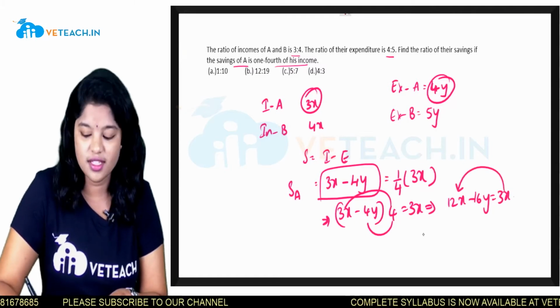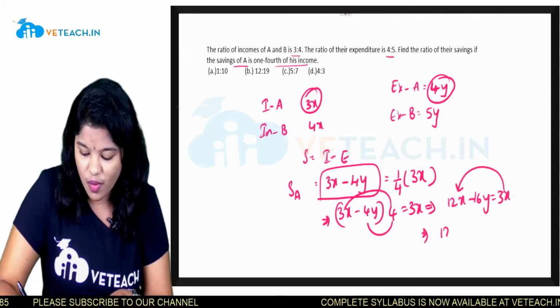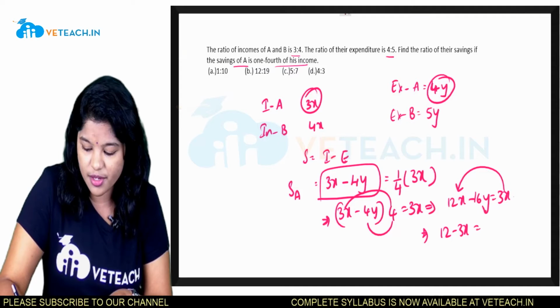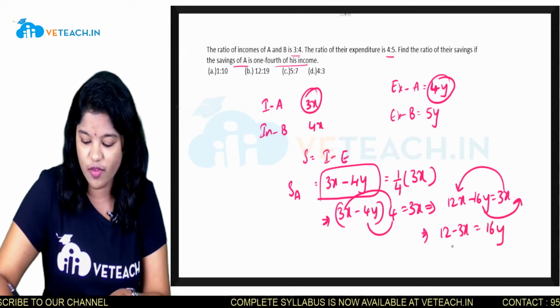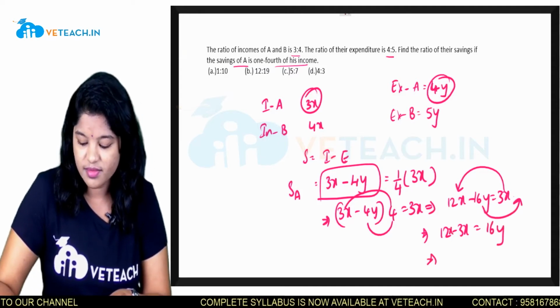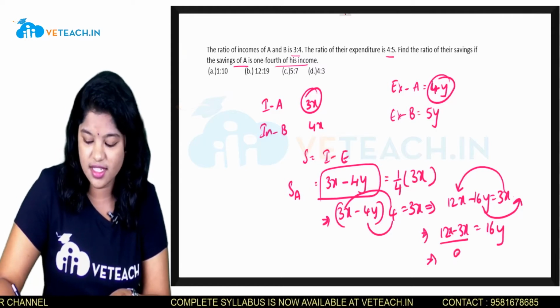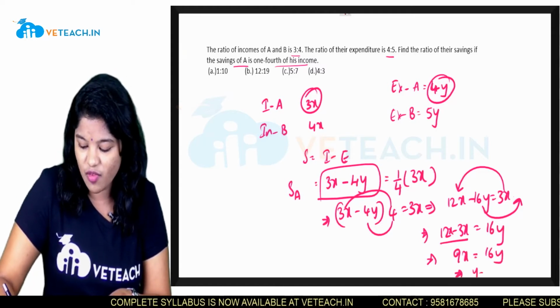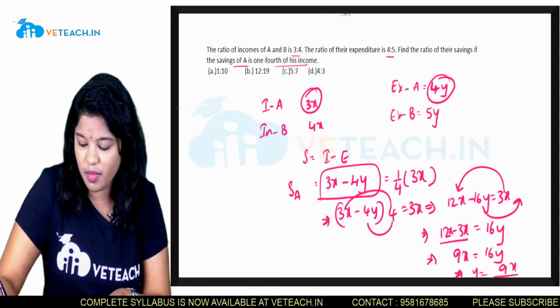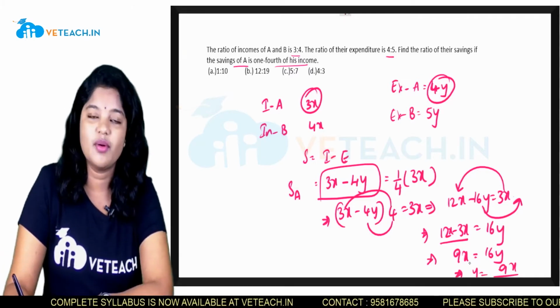Take this 3x to the other side, we will get 12x minus 3x is equal to, take 16y to the right hand side, we will get plus 16y. So 12x minus 3x is equal to 9x is equal to 16y. That implies y is equal to 9x by 16. So this is our y value.